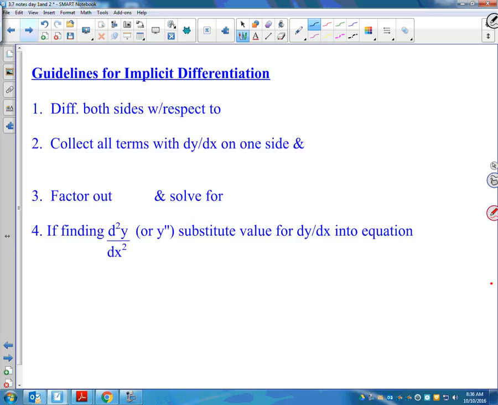So look at, okay. Look, I gave you guidelines.